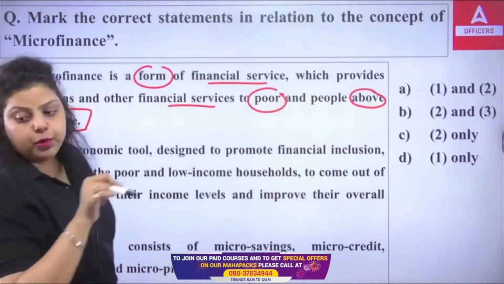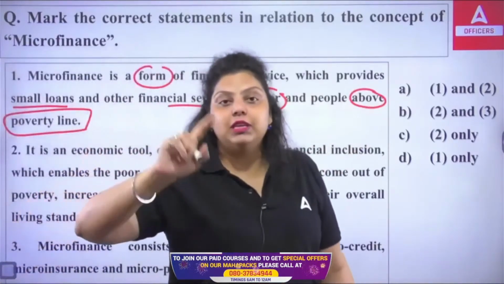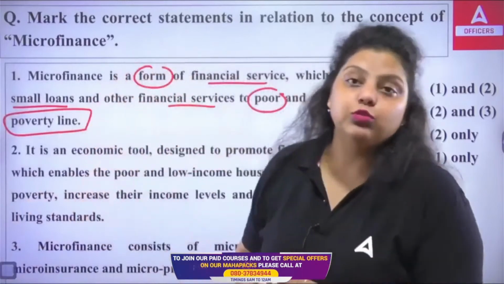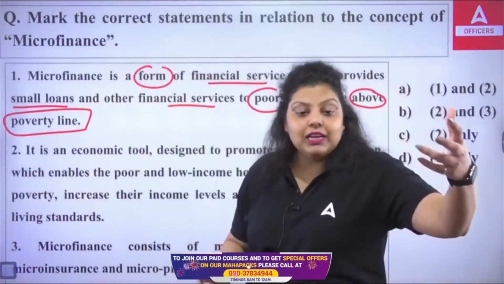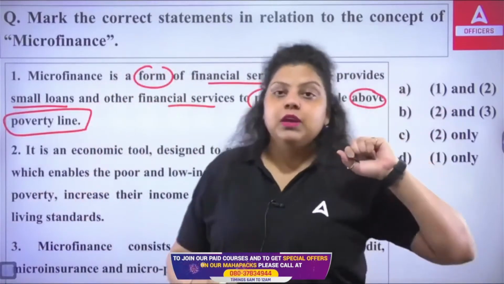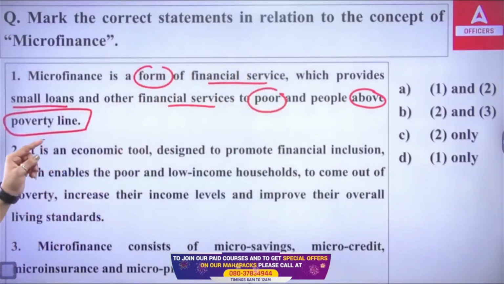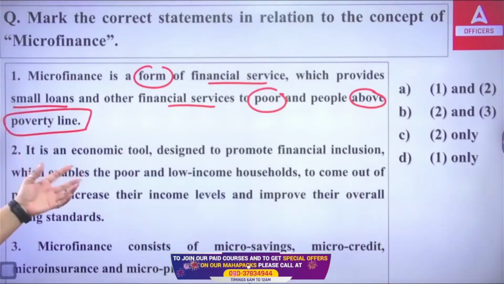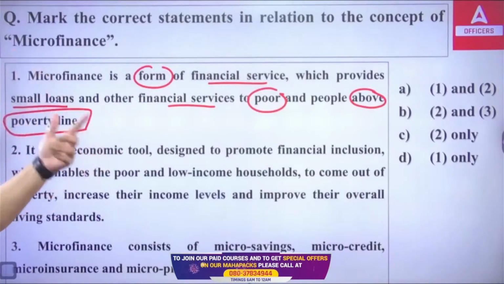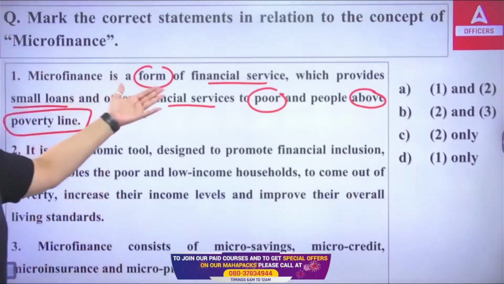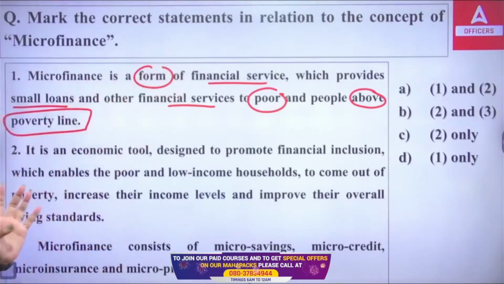So below poverty line people are the weaker section. They are the economically weak society of our country, the disadvantaged population of our country, we can say. And the first option is saying that microfinance provides small loan facility and other financial services like small savings, insurance, pension, etc. to the below poverty line as well as above poverty line population.